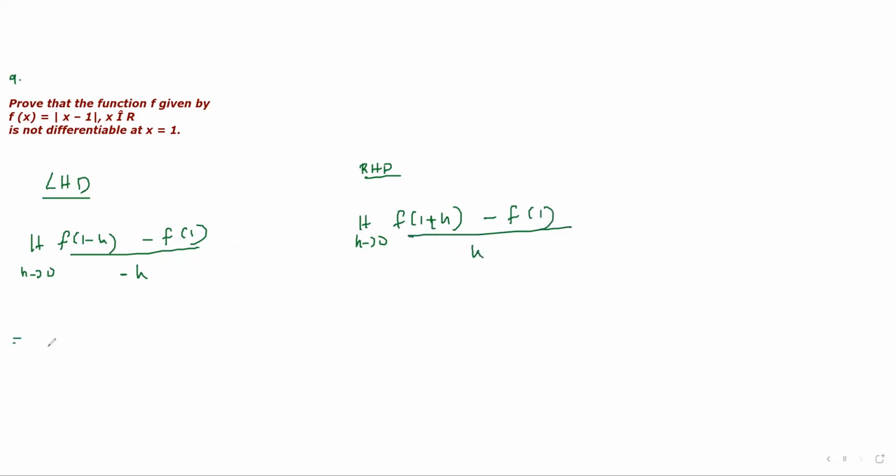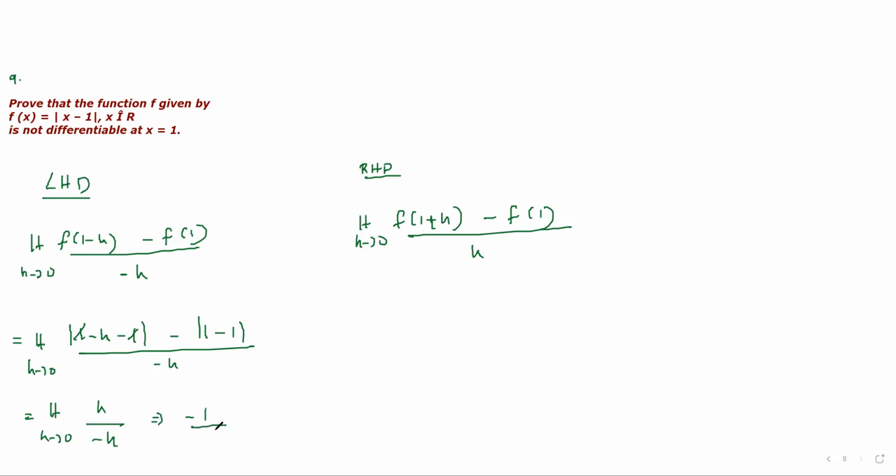So what is LHD? Limit h tends to 0, f of 1 minus h, that is 1 minus h mod of 1 minus h minus 1, minus f of 1, that is 1 minus 1, by minus h. So what do you get? 1 minus 1 is 0, minus h times modulus h. So h minus 0 is h, by minus h. So LHD is negative.